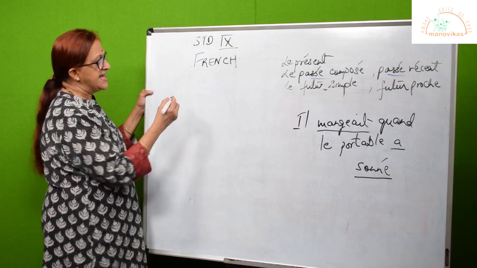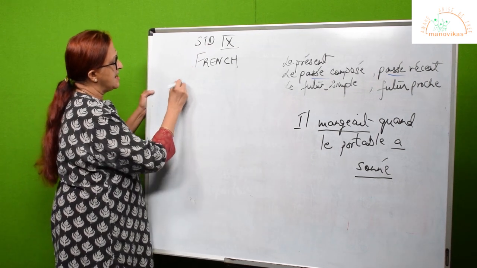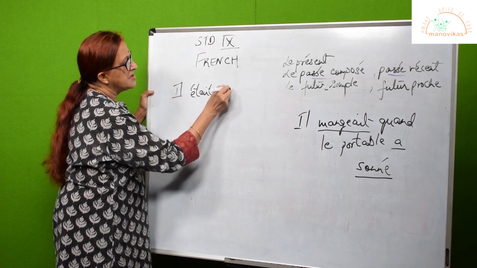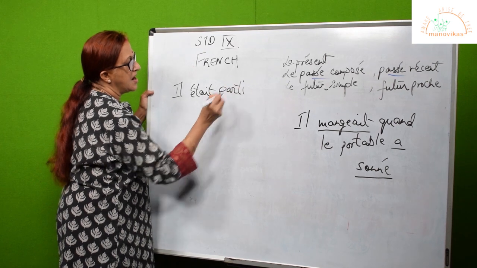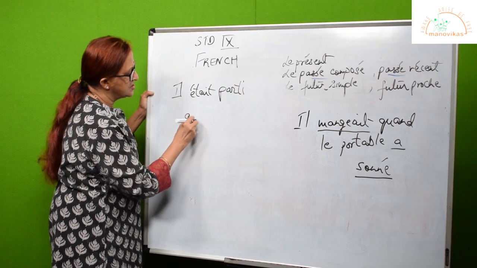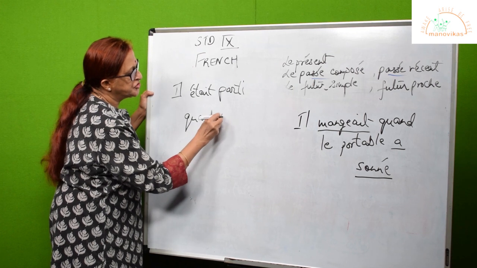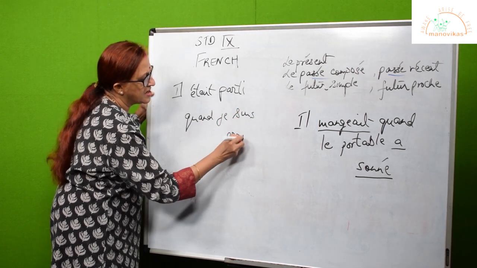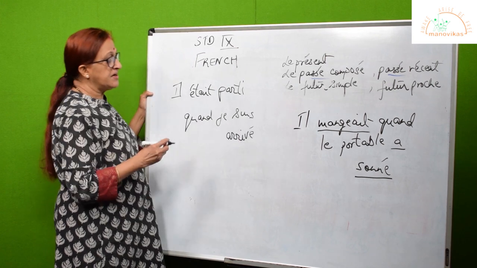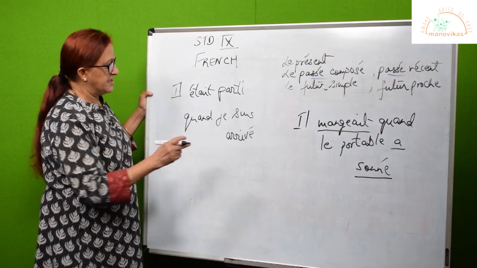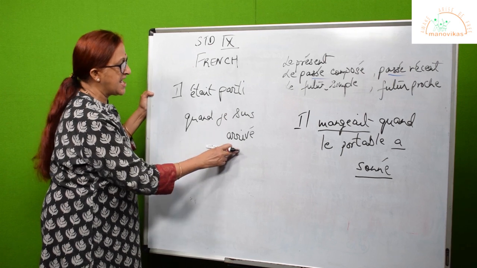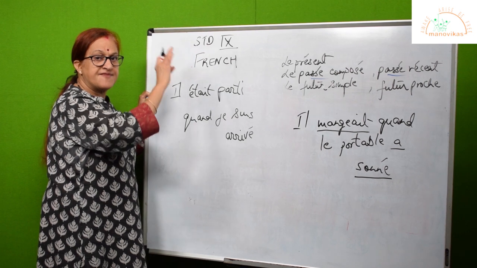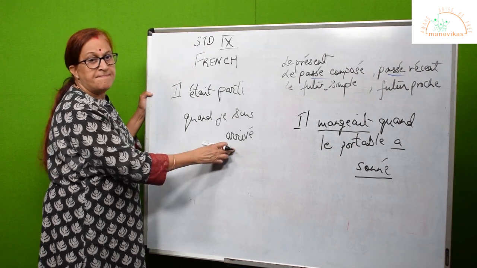Now, suppose I say, il était parti quand je suis arrivé. Now here there's a slight difference. Quand je suis arrivé, when I came. Il était parti, he had left. Means he had left long before I came.